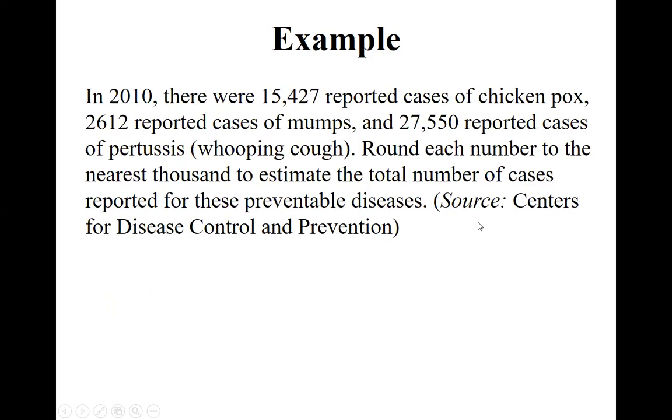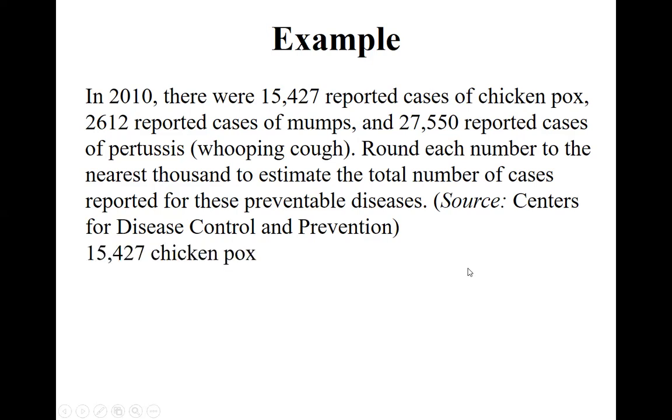In 2010, there were 15,427 reported cases of chickenpox, 2,612 reported cases of mumps, and 27,550 reported cases of pertussis, or whooping cough. Round each number to the nearest thousand to estimate the total number of cases reported for these preventable diseases.